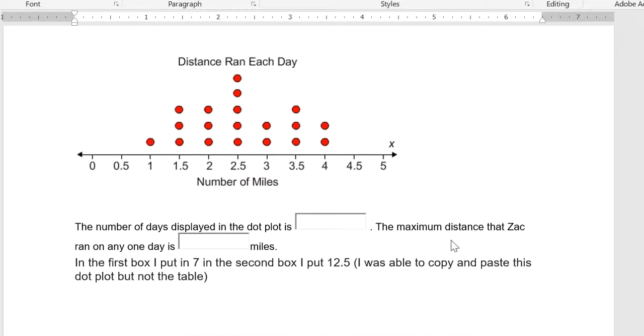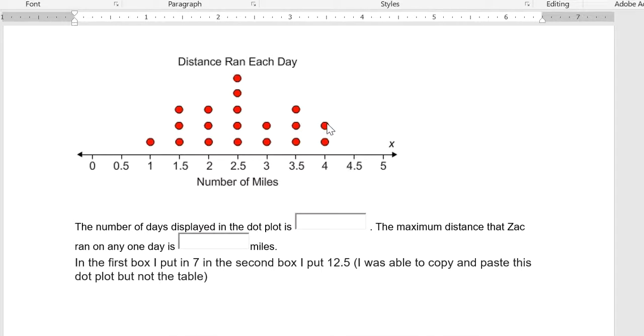The next question is the maximum distance that Zach ran on any one day. So you put 12.5, and I think that you misunderstood what it meant. So the maximum distance on any one day would be what is the most that he ran in one single day. And that would be 4.